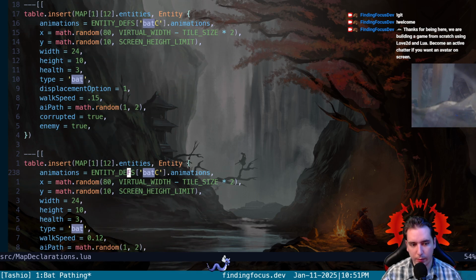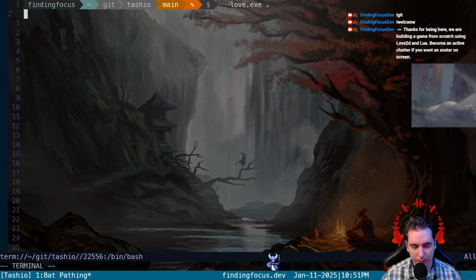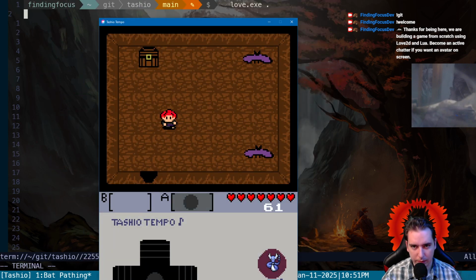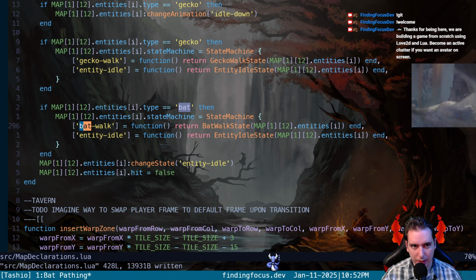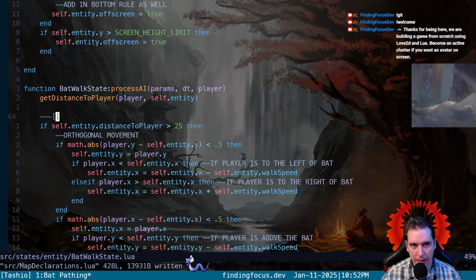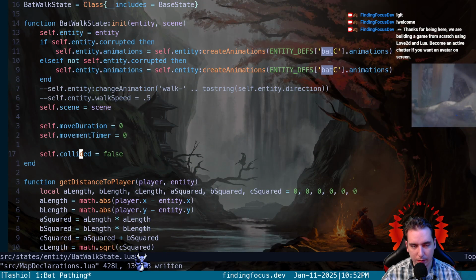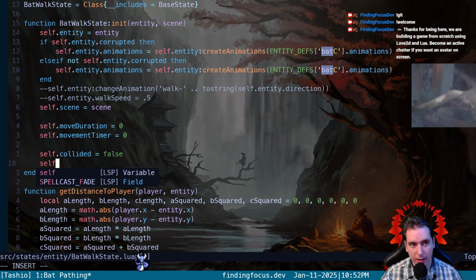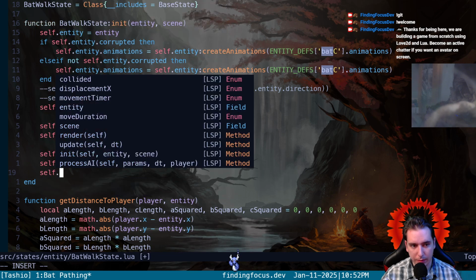So let's try this for one of the bats. I'm curious, if we just put a variable in there, is it okay? It doesn't crash or anything? Okay, so we have this displacement option for this entity. So when our bat is in its walk state, this displacement option is part of the entity. So it'd be self.entity.displacement option. So we can say that there is going to be a displacement X and a displacement Y.